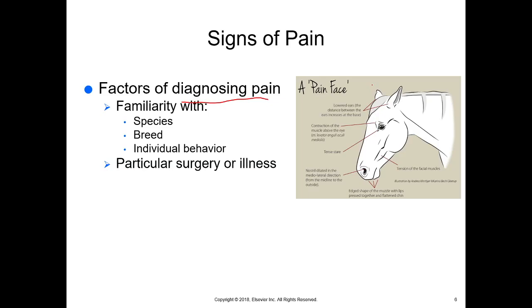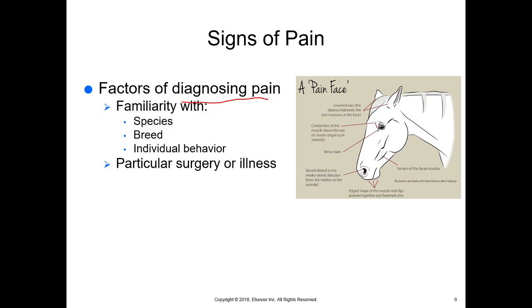What does it look like? What does it look like in different species? This is a pain face in a horse. If you're not a horse person, you might look at this drawing and go, well, it looks like a horse to me. But we're seeing lowered ears and the increased distance between the ears at the base. They're spread out.